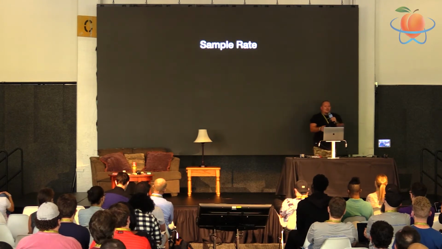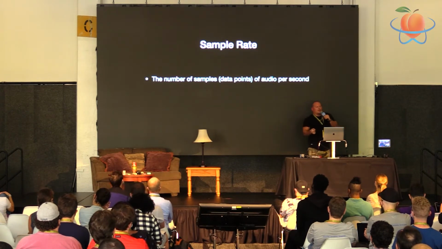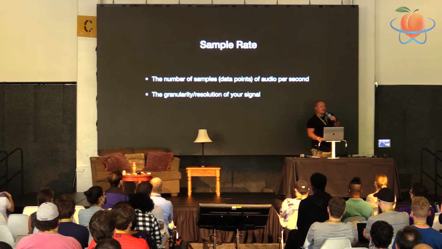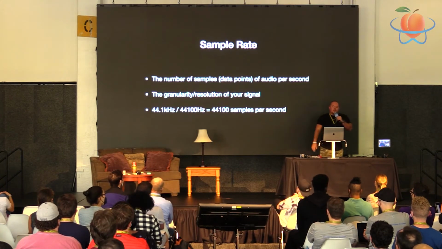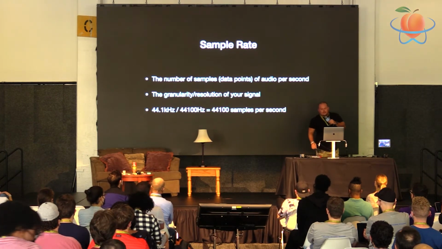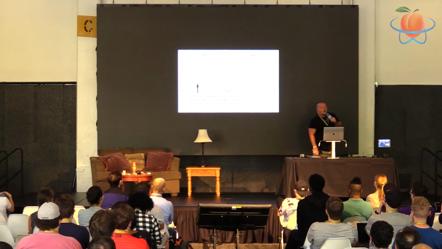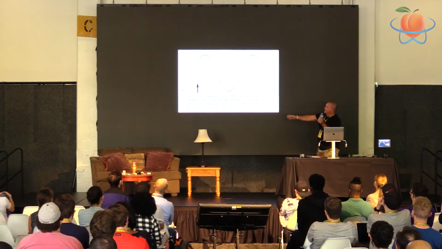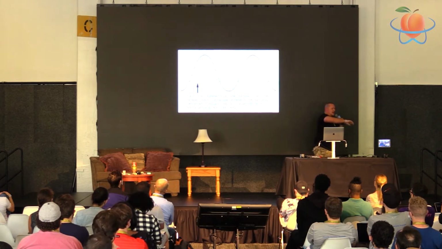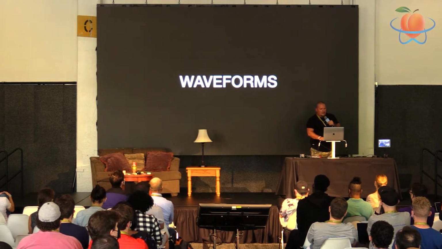So let's start with a thing called sample rate, talking about CDs, right? And this is the number of samples, or data points of audio per second. So it's like the resolution of your audio. When you see 44.1 kilohertz or whatever, that's 44,100 samples per second of audio data. When you look at this wave, each line is a new sample there. So it's just numbers flying by incredibly rapidly, and that's how that works.